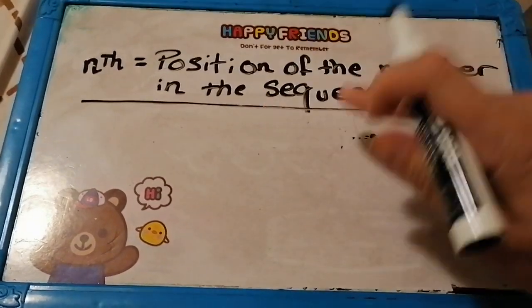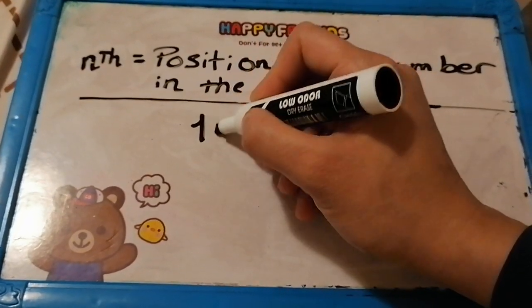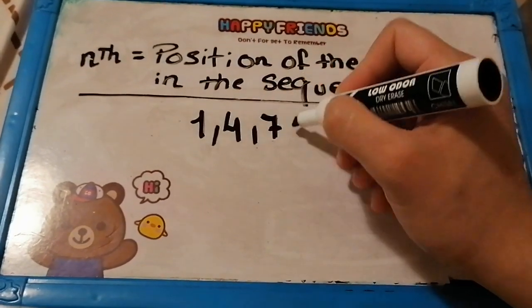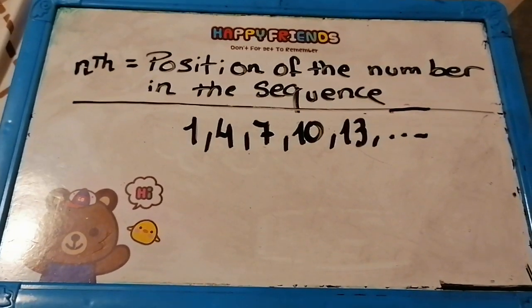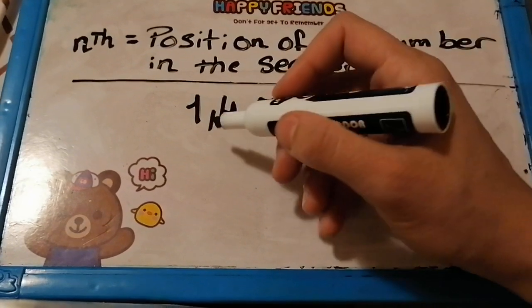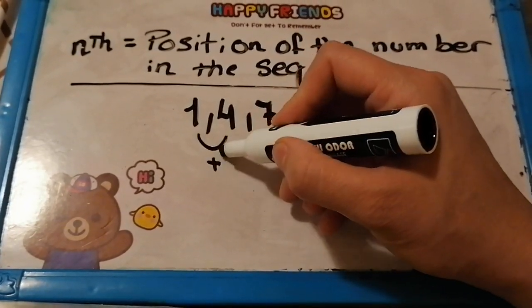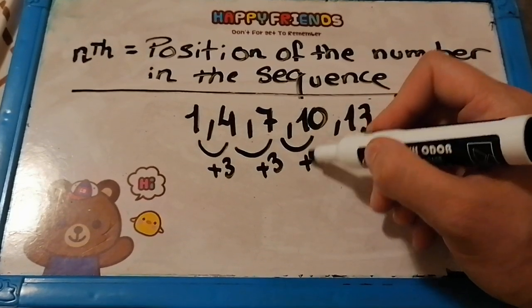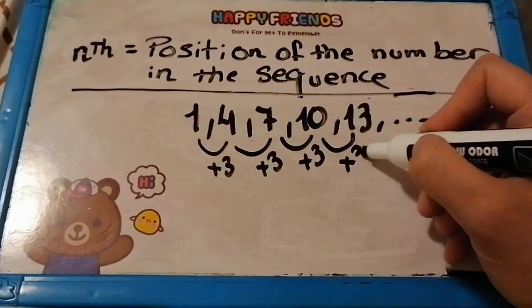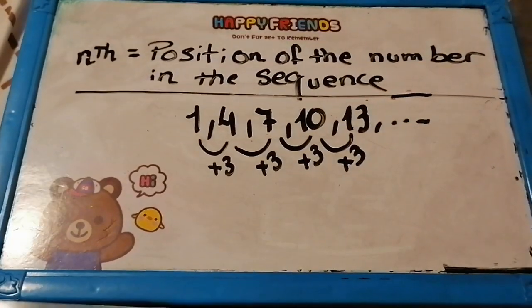So look at this sequence. 1, 4, 7, 10, 13, and so on. Okay, first step, I see it's counting by what? Here it's counting by 3. Here it's counting by 3. Here it's counting by 3. Yes, so I checked. I keep on checking. Okay?